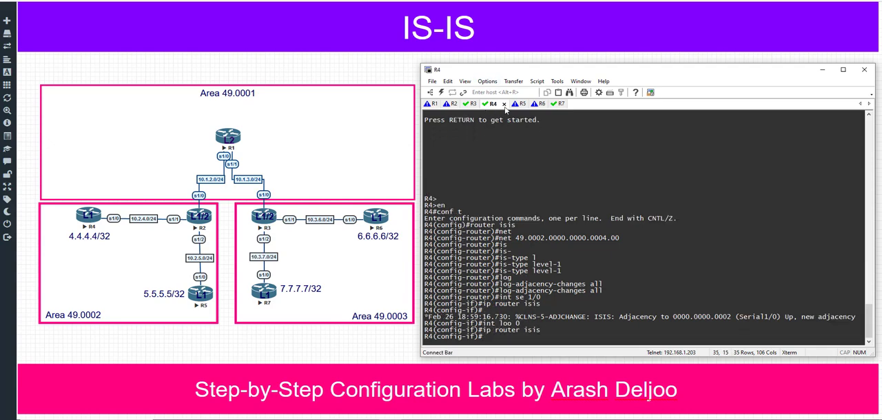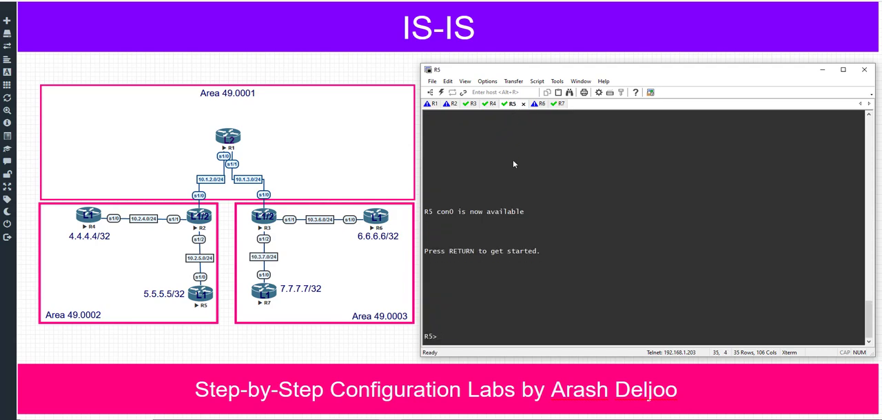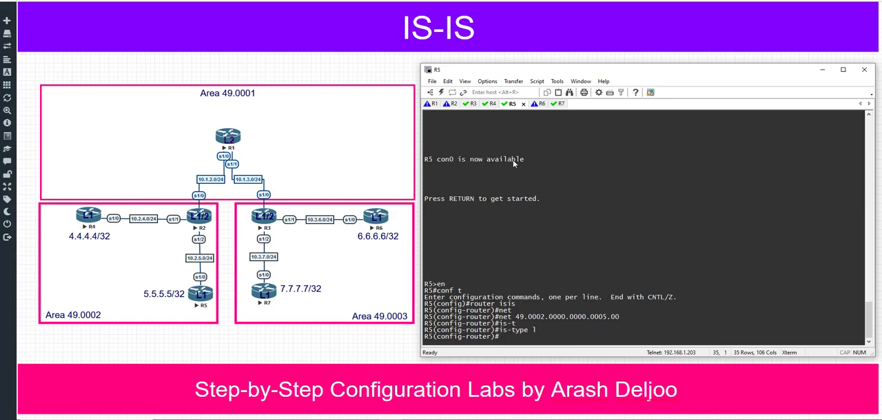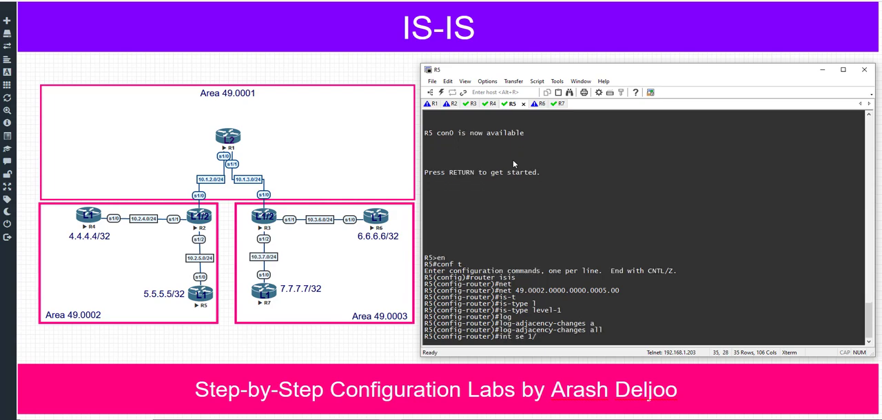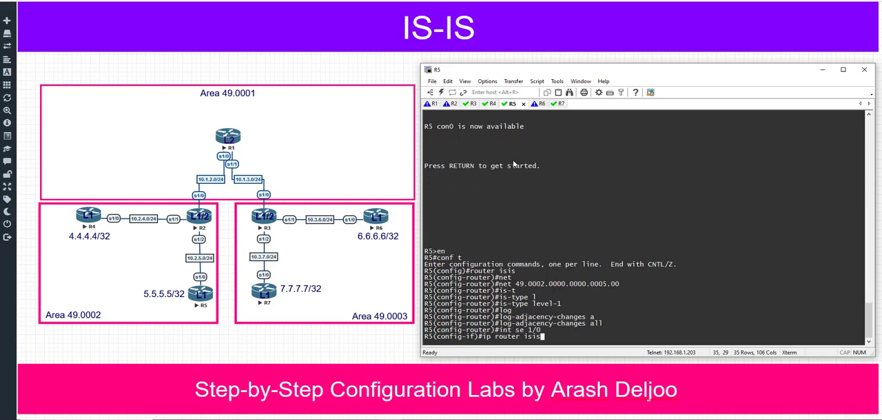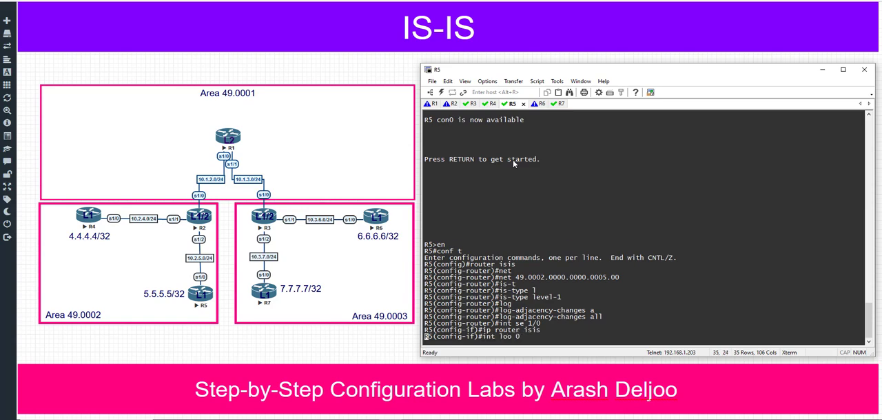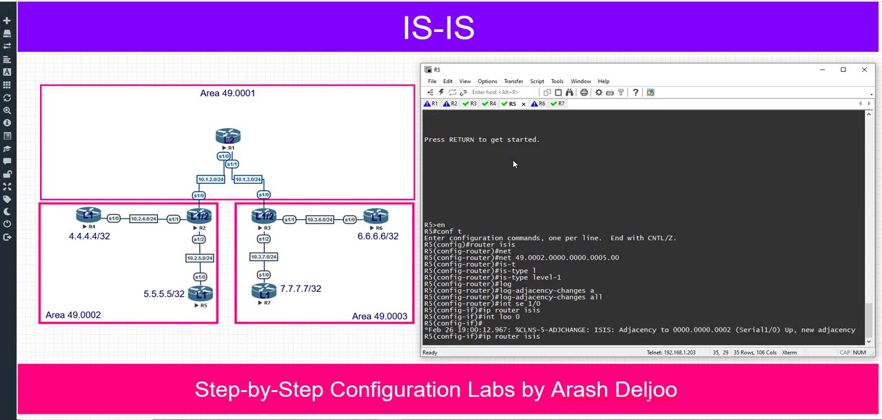That's it. In router 5, the next router, enable, configure terminal, router ISIS. The net address is 49.0.0.2, quad 0, and then 0.0.0.5.00. The IS type is level 1. Then log adjacency change all. Interface serial 1/0, IP router ISIS. Interface loopback 0, again IP router ISIS.